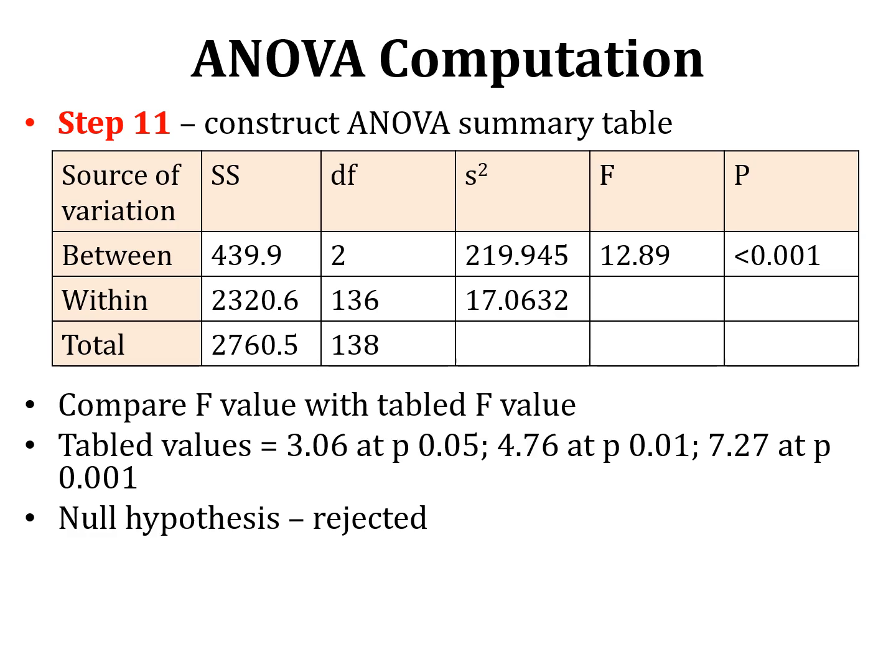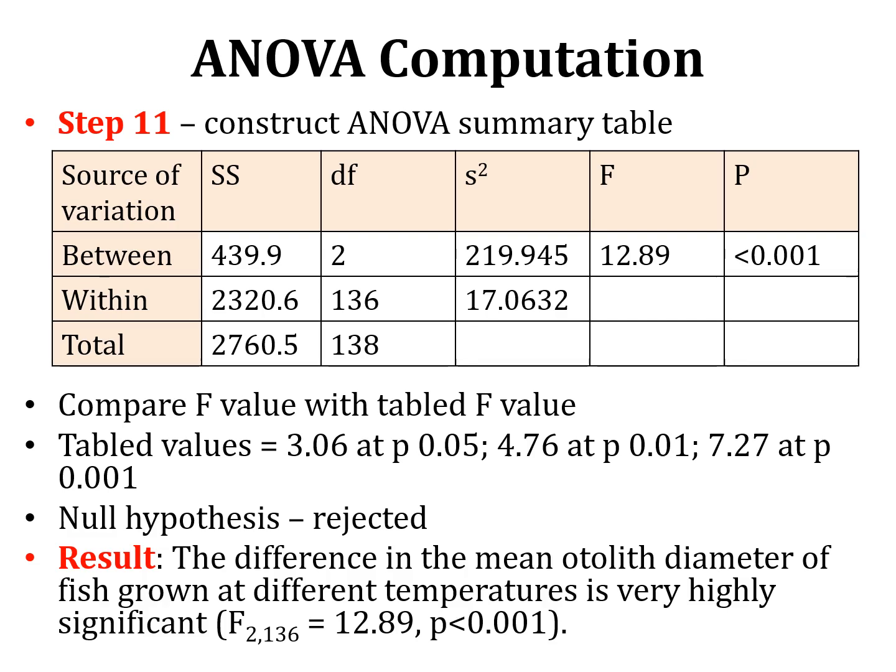So we reject our null hypothesis. Then we see whether our result is significant at the next level of significance or not. So we see that it is significant. It is highly significant because the calculated value is greater than the table value of 4.76. Then we jump to the next level, which is the probability of 0.001, and we see that our calculated value is greater than the table value, which is 7.27 at probability of 0.001. So we can say that our result is very highly significant.